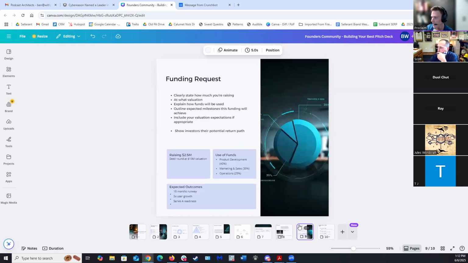And then the funding request, you want to clearly state, 2.5 million seed round at 10 million valuation. Very clear. 2.5 on 10, I'm getting 25% of the company if I write the whole check. Use of funds, product development 40%, marketing and sales 35, operations 25. This is a good breakout.